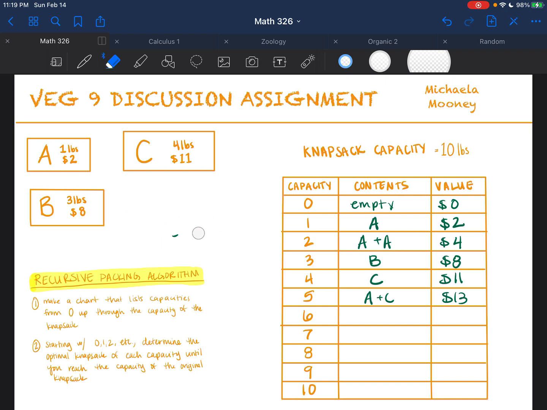Moving on to number 6, we are looking at A again. A is 1 pound. If we fill 1 out of our 6 pounds, we have 5 pounds left. And we look at our 5 pound optimal capacity, which is A plus C, and that's worth $13. So we do our original A plus C, and we do $13 plus $2 is $15.